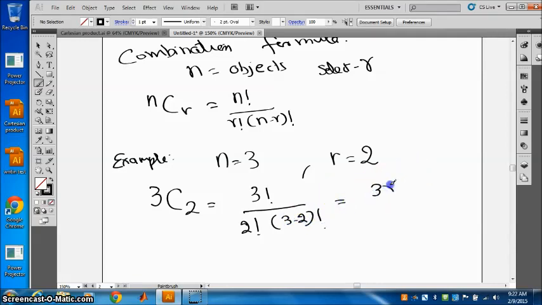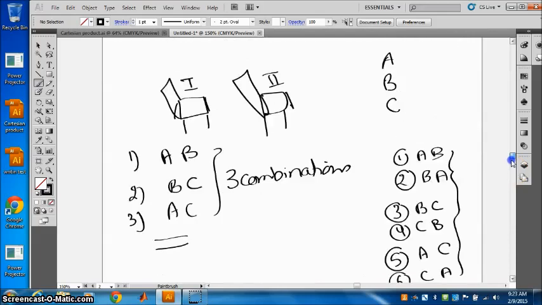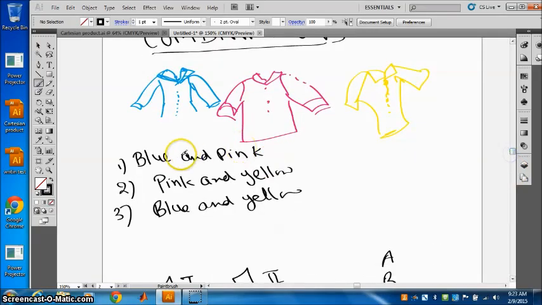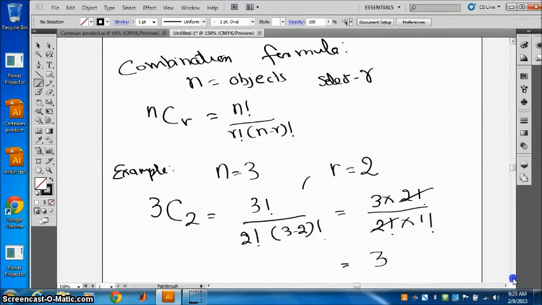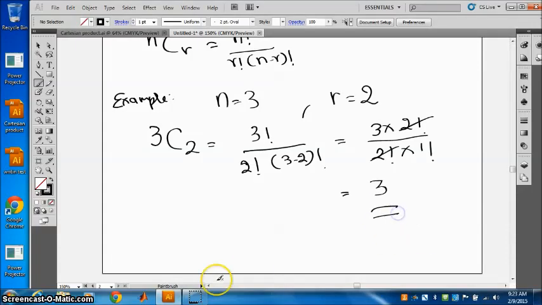Factorial 3 is 3 into, we can write, factorial 2. Factorial 2 multiplied by factorial 1. This we can cancel with this. The answer is 3 by factorial 1, which is 1. So 3 by 1 is 3. Correct? This is what we had got there. In how many ways we can take? 3 ways. So the total number of combinations is 3. Correct? Thank you.